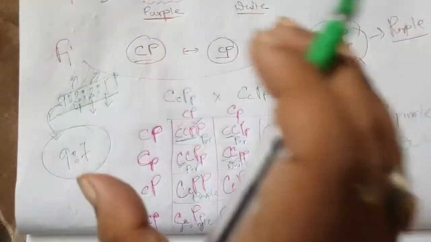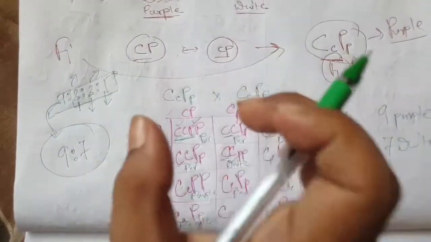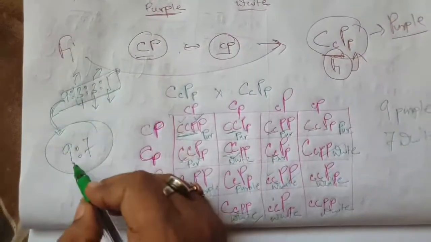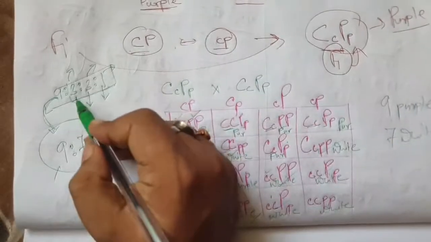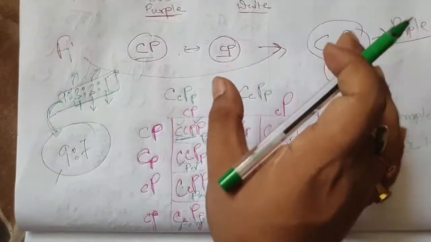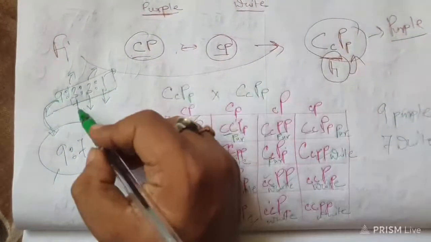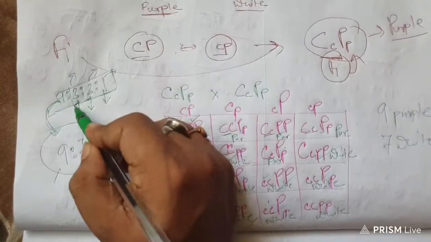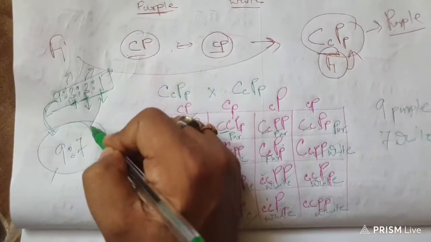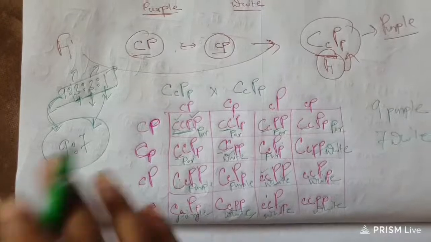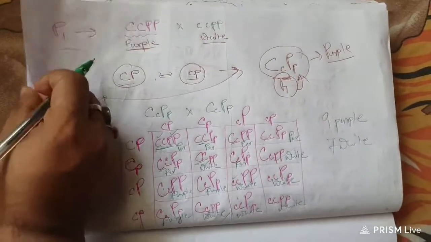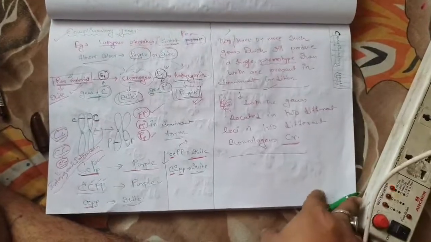So being present in both dominant form, which is 9, will give rise to purple color, complementary genes. But if one of them is present in recessive form, then there will be white coloration. So this 3 plus 3 plus 1 will give rise to 7. I hope that you have understood about the complementary genes. So these are the details of complementary genes.